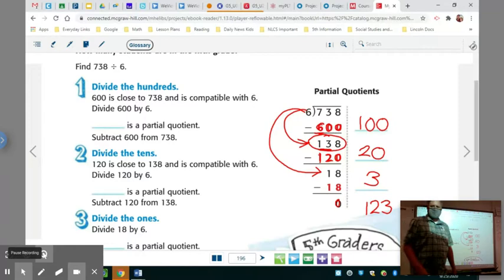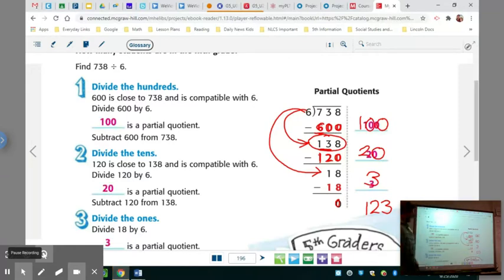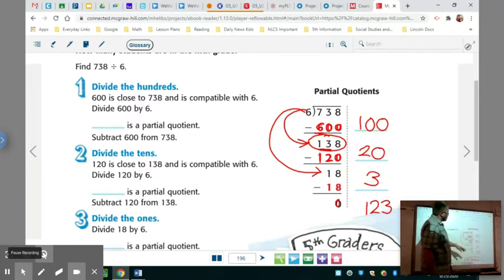Yeah, right. 1, 2, 3. And let's see if that's what they have here. 1, 2, 3, basically, right there. All right. So that's partial quotients, and we'll have more of those problems to do.